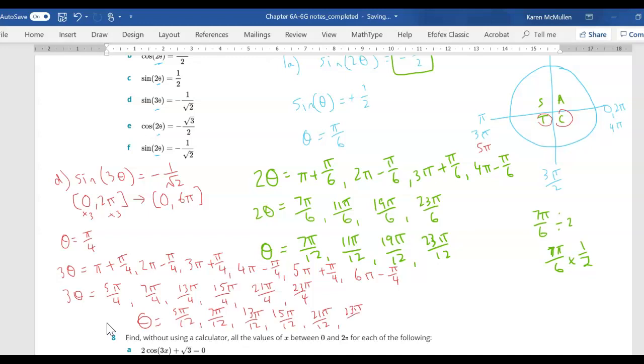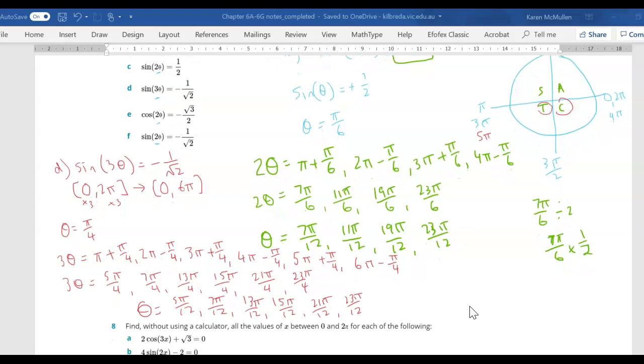And as I was doing that, I could see that some of them could be simplified. So 15 pi on 12 and 21 pi on 12 can be simplified. I'm going to leave them all as 12, but for 15 pi on 12, the highest common factor is 3, so that would become 5 pi on 4, and 21 pi on 12 would become 7 pi on 4.